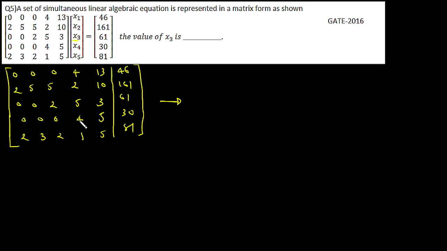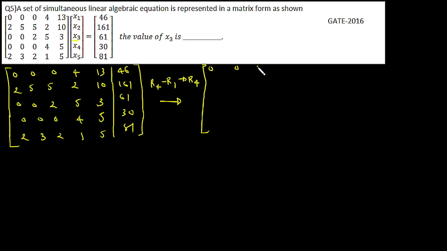If we look carefully, we can see this first row and this fourth row look very similar. So let's just subtract this first row from this fourth row. So r4 minus r1 gives new r4. So let's write what we are getting after that.